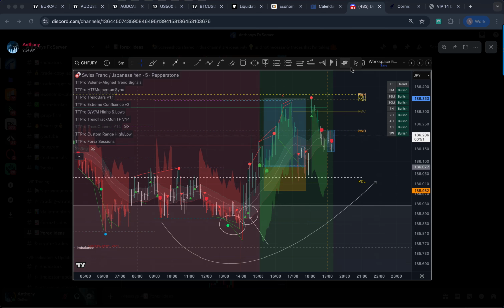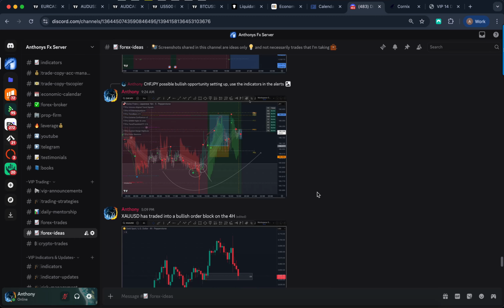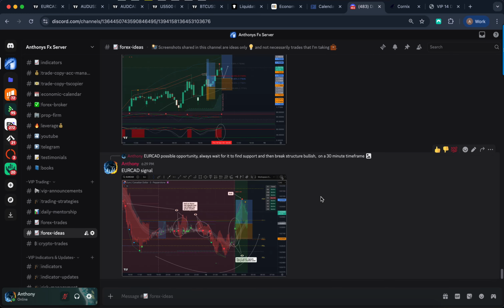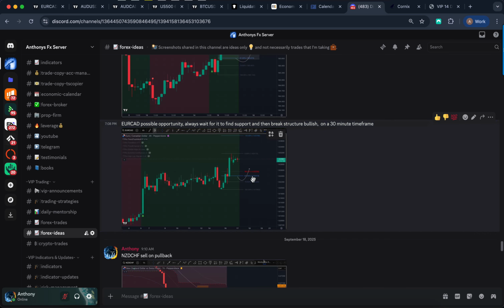Pass your prop firm challenge, get funded. Honestly, guys, this is definitely the key to successful prop trading. These are going to be all your trades. And it's a very, very simple process to follow the signal. This one here was the EuroCAD. Okay, that was the EuroCAD idea, looking for that pullback.